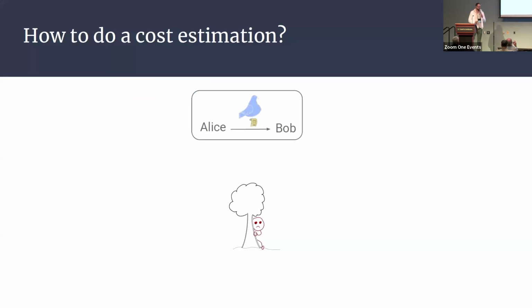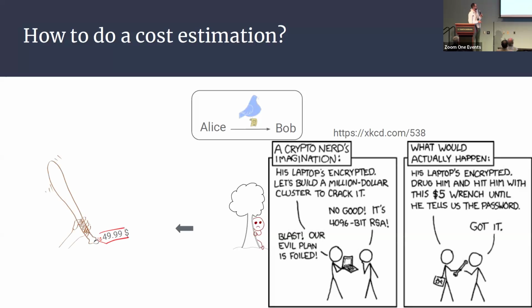We always first have to start with the setting. We always have Alice and Bob, the two dudes that want to send a message. Alice wants to send a message to Bob using her pigeon. And then we have that character there who is Eve, and Eve wants to find out the message. And I'm sure most of us are aware of this XKCD, which basically suggests that buying some kind of tool and beating the crap out of either Alice or Bob is the cheapest way to get to the message.